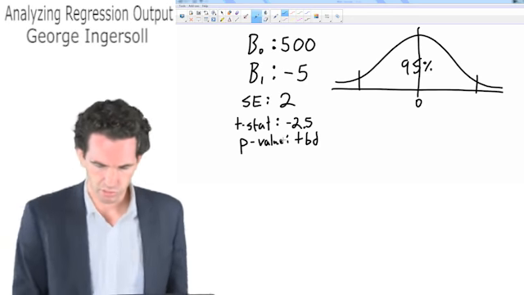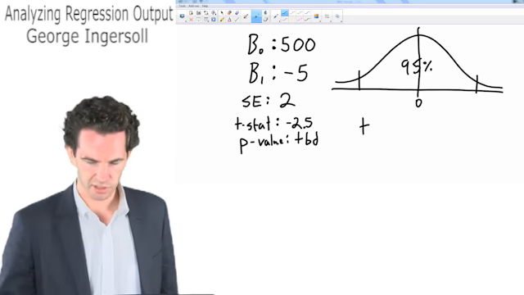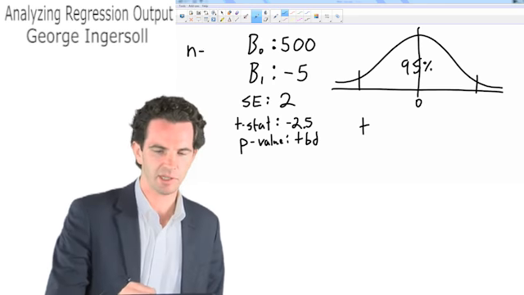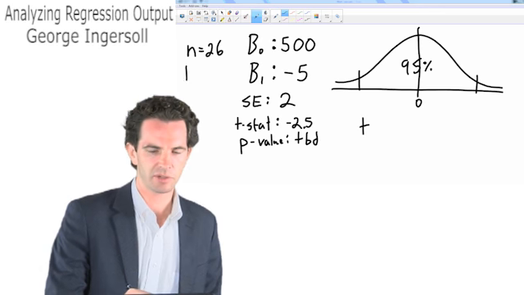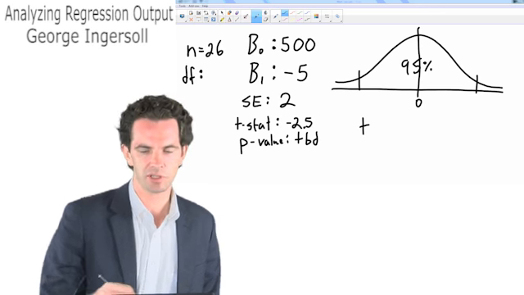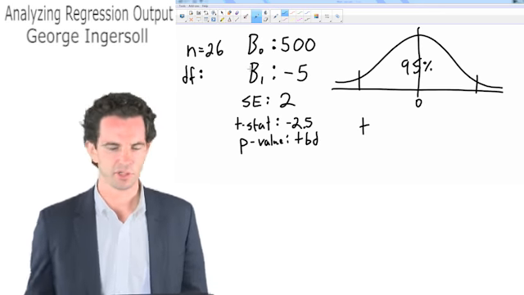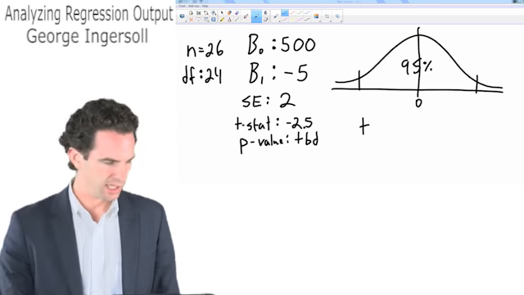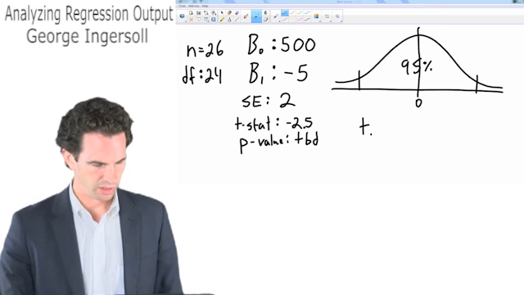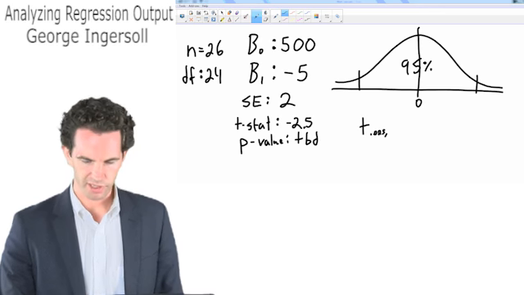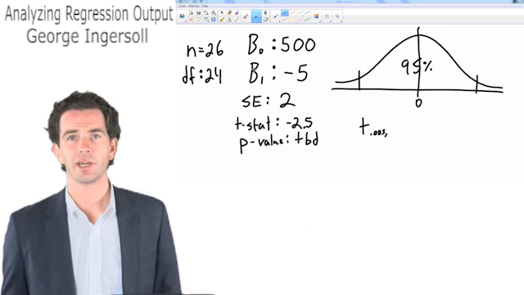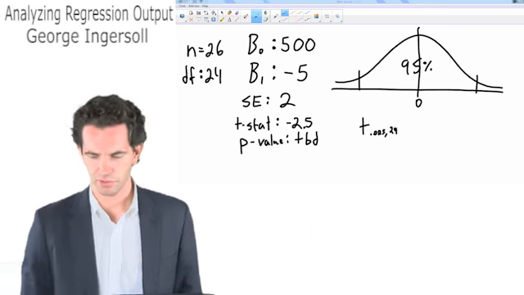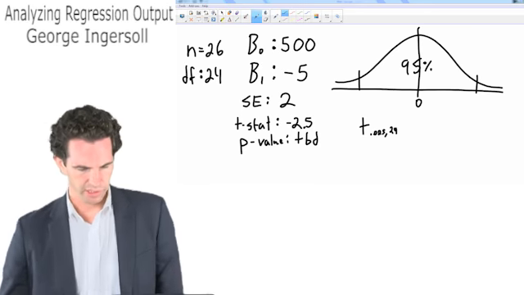So we're going to look up t, degrees of freedom. We had 26 stores. Sorry, I should have written that down. N equals 26, which means our degrees of freedom, we have 2 coefficients, our coefficient for B0 and our coefficient for B1, is going to be 24. So we're looking up t 0.025, which is our alpha divided by 2, since this is a two-tailed test, with 24 degrees of freedom. So let's do that.